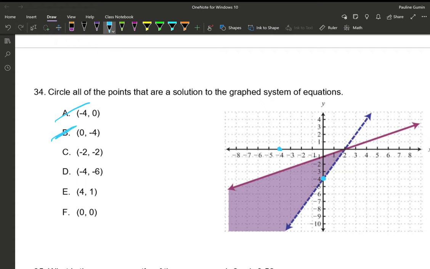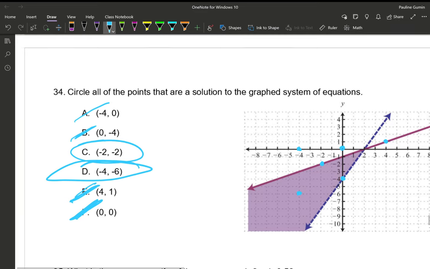Letter C, negative 2, negative 2. Ooh, negative 2, negative 2 lands on the solid line. That means it's part of our solutions. Letter D, negative 4, negative 6. It's in the shaded area. Perfect. 4, 1. It's on the solid line, but that solid line is not part of our shaded area, so no. 0, 0. That's not even close, so no.